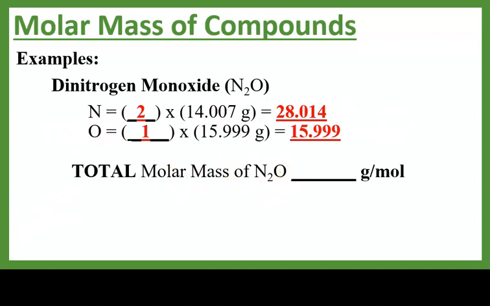Okay, so you're going to say, 2 times 14.007 is equal to 28.014. 1 times 15.999 is equal to 15.999. And then you're going to add these together to get your total. So add 28.014 plus 15.999. And that's going to give you your total of 44.013 grams per mole.